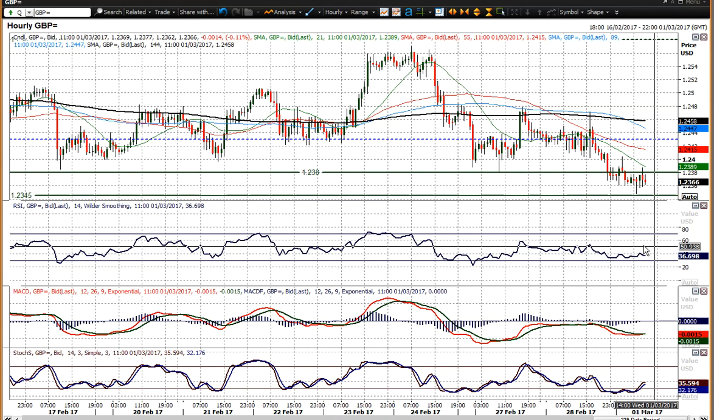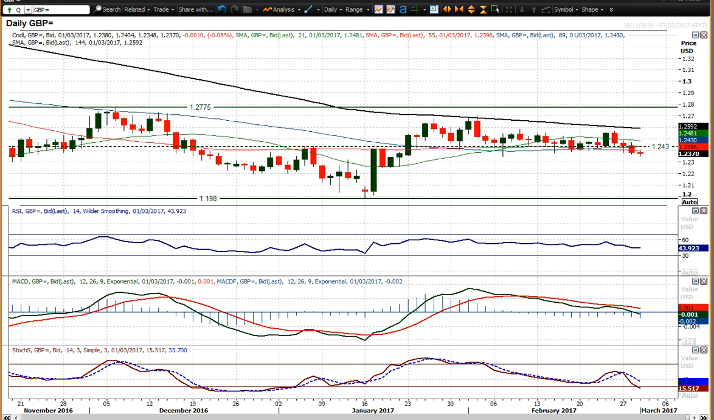So selling on strength is certainly the way to play cable at the moment, and I think we're going to be testing that 2345 and probably back down towards 2250 in due course. Certainly if we get a two-day close with bearish candles below 2430, I think that is really starting to put the pressure on to the downside.